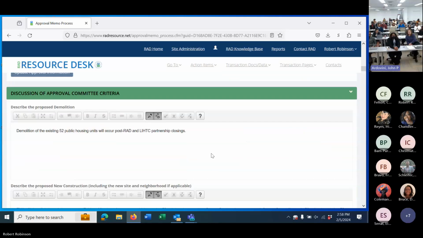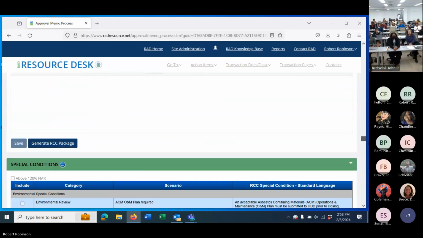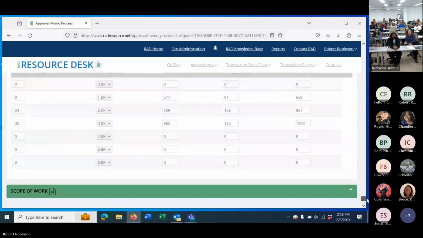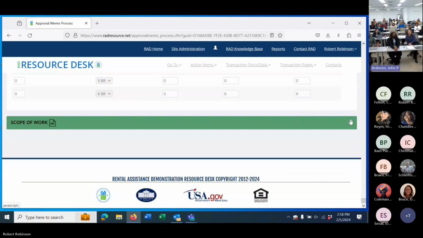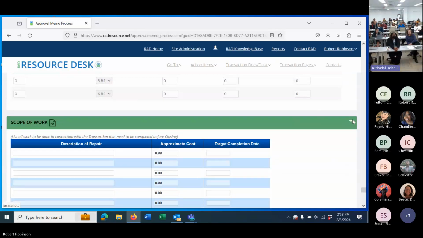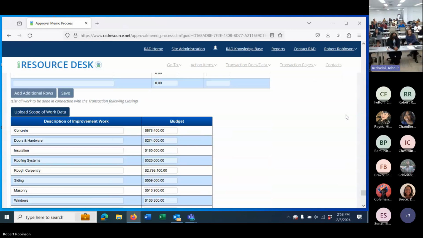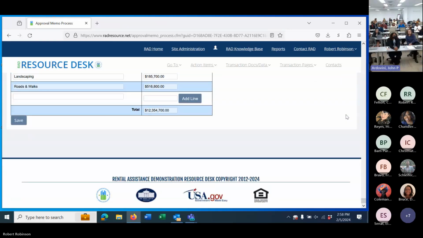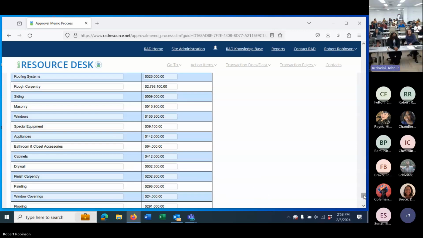Scroll back down. That's it? Oh, okay. Well, 2 minutes there. And then after this, there is a button you can push to see what you have for your RCC, but that's eventually what goes over to the closing department division.